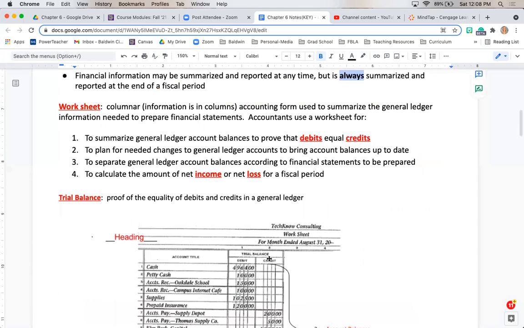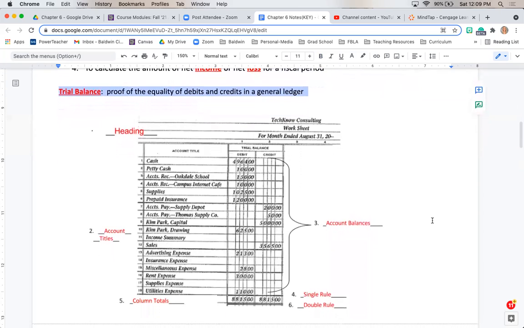A worksheet is an accounting form that is used to summarize that general ledger info in order to prepare financial statements later. It's used to organize info, but also to prove that debits equal credits. It's also used to plan for any needed changes to the general ledger accounts, to bring account balances up to date. It's also used to separate the general ledger account balances according to what financial statements they need to be listed on. And it can help us calculate our net income and net loss, which we will later report on a financial statement. The first step is to prepare what is called a trial balance. So that is what we're going to do in MindTap today.